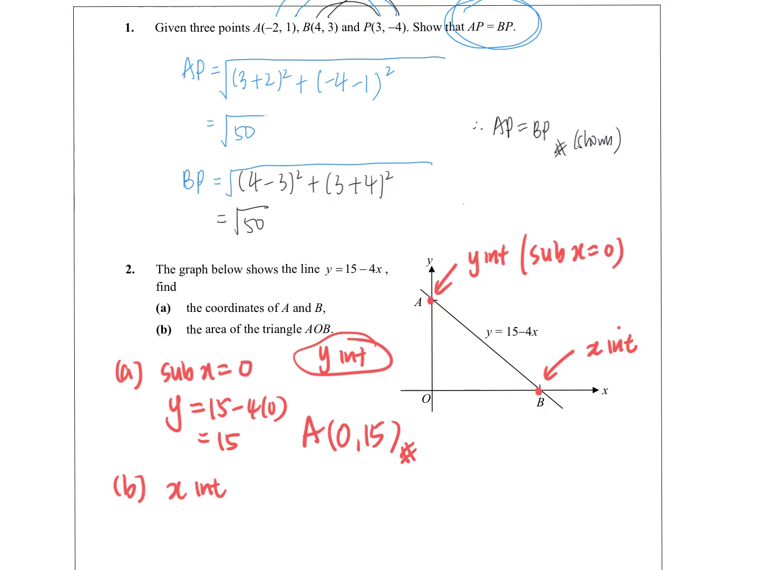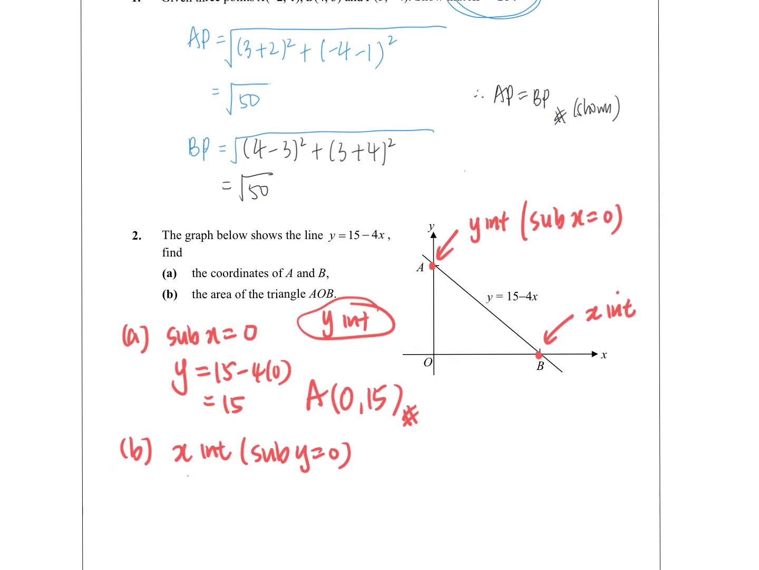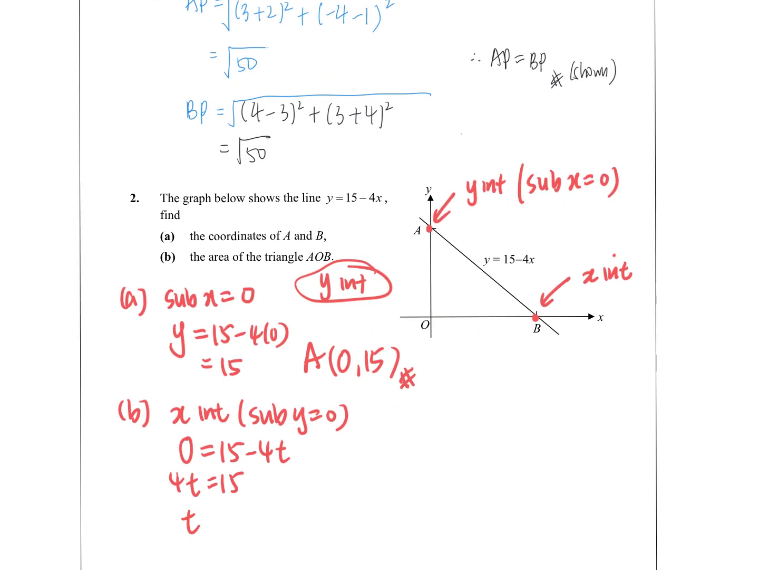To find the x-intercept, we sub y as 0. So same thing, put y as 0, and then you try to solve it. Okay, so the coordinate for B is (3.75, 0). That's all. Yes, x and y intercept.